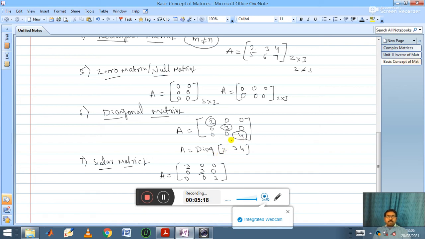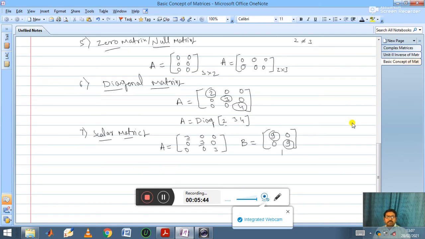Okay, you can write one more example for a scalar matrix. Let us take matrix B equals 9 0 0 9. So your diagonal entries are 9 and 9. Therefore this is also an example of a scalar matrix. Then go to the next definition, unit matrix.